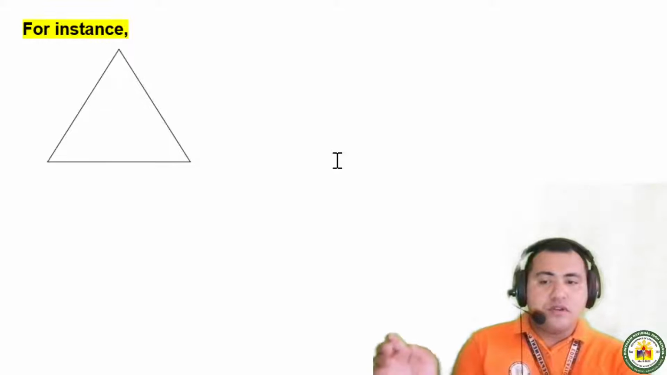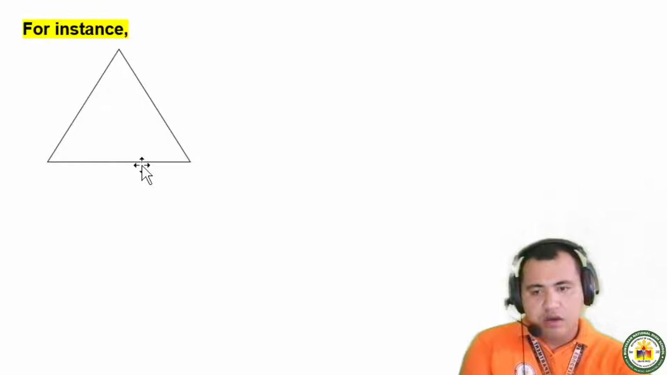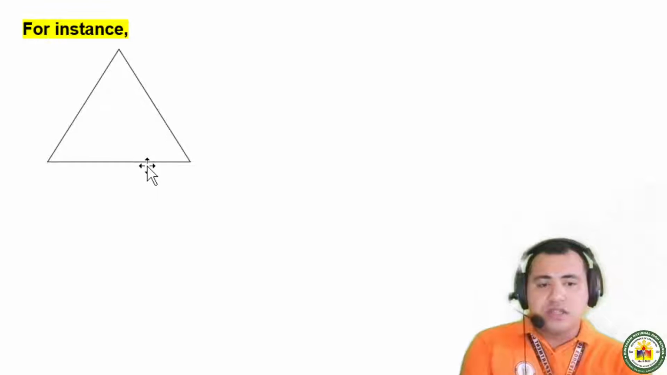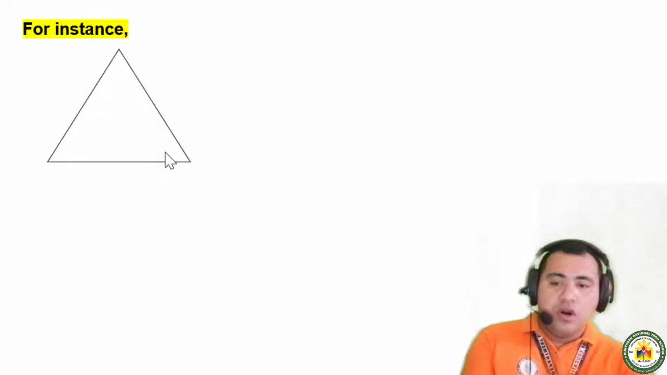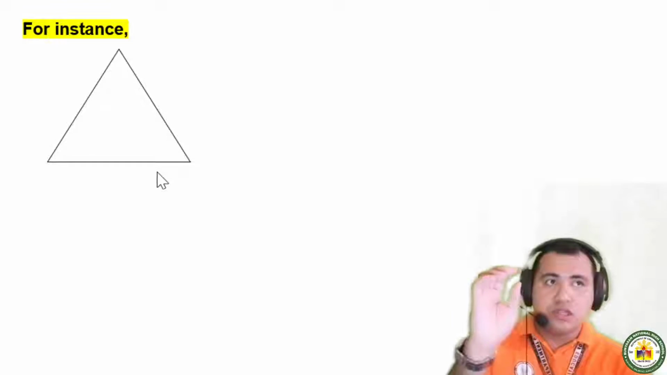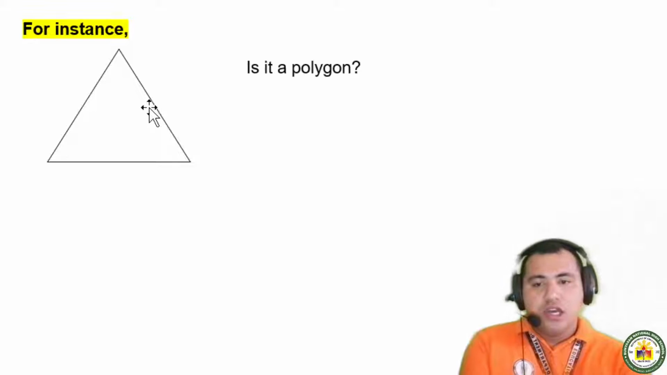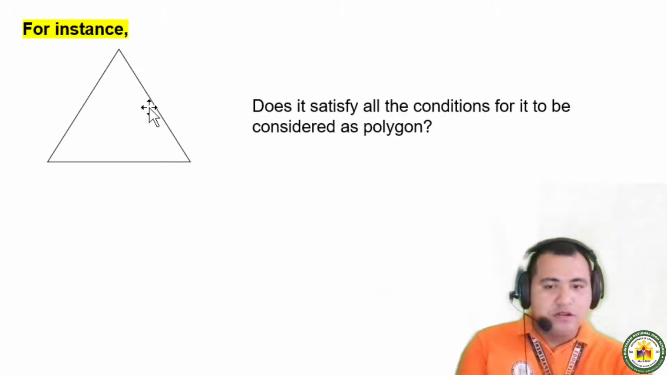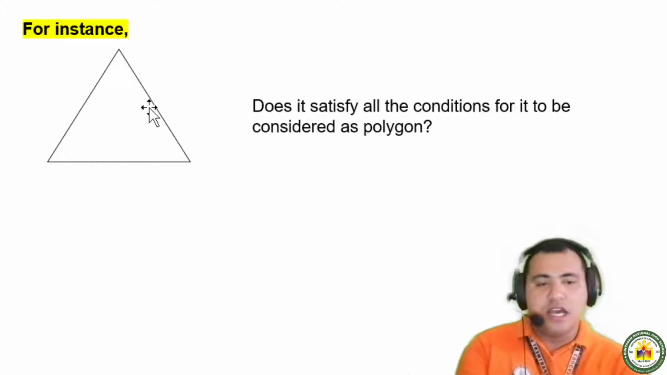For instance, what figure is this? Yes, very good, a triangle. Now, we will examine whether this triangle is a polygon or not. To test, we are going to use those three conditions to see whether the triangle satisfies them. Is it a polygon? Does it satisfy all the conditions to be considered a polygon?